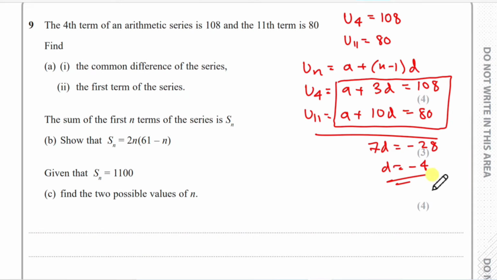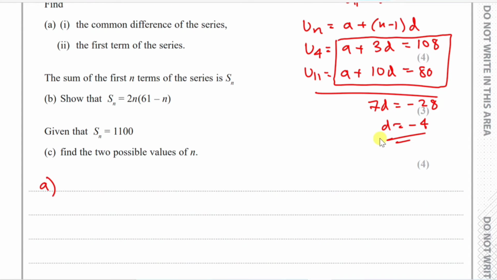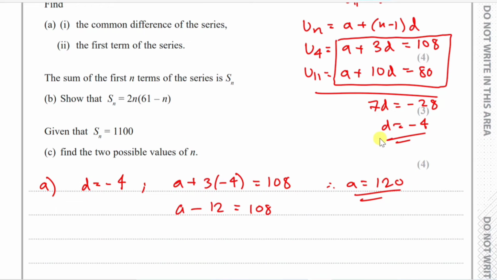And now to get a, well, just plug in minus 4 back into either one of these equations, yeah? So let's just put over here, so part a, you've got d is minus 4, and then if we substitute into the first one, a plus 3 times minus 4 equals 108, and then make a the subject, yeah? So 3 times minus 4 is minus 12, a minus 12 equals 108, a equals 120. Cool, so the very first term, U1, or a, is 120. Nice, so that completes part a.